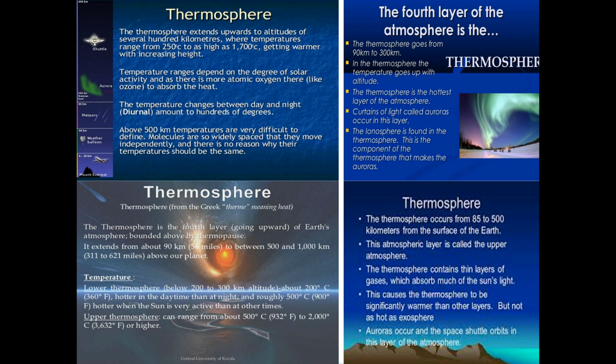For that, the layer is called the isothermal layer. The rest two parts of the atmosphere are the exosphere and magnetosphere. The exosphere extends from above 500 to 2000 or 3500 kilometers, and the next part is called magnetosphere.